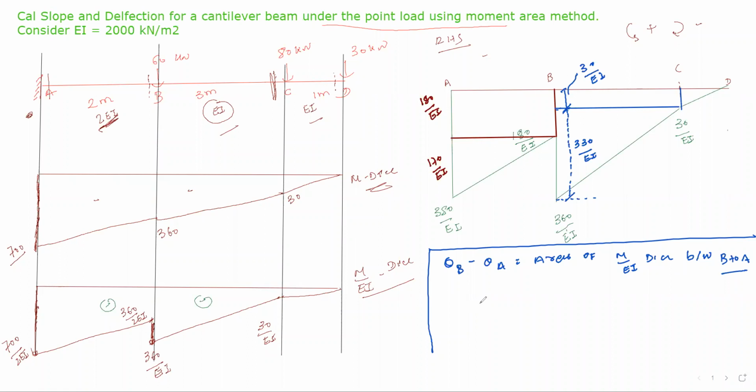Is it clear, students? What is the value of the slope at point A? Can anyone tell me quickly? Due to the fixed support, the value of the slope at point A is 0. Good. I hope all of you know that slope at point A equals 0, so we have directly theta B.